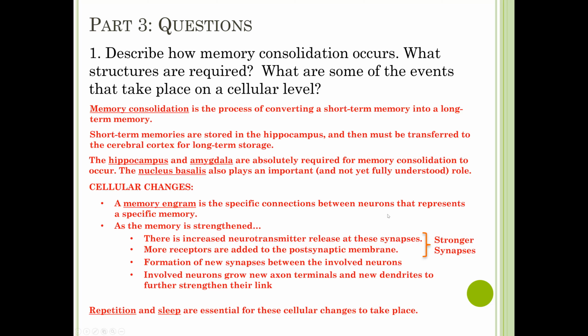And always remember, repetition and sleep are essential for these cellular changes to take place. You have to repeat information over and over again in order to tell the brain that it's important so that it will undergo these cellular changes, and then these cellular changes only happen while you are sleeping.